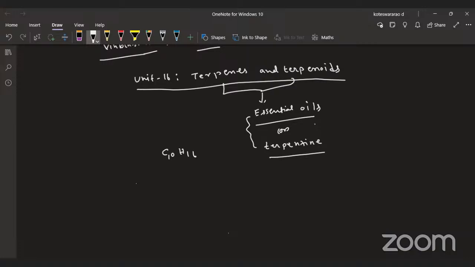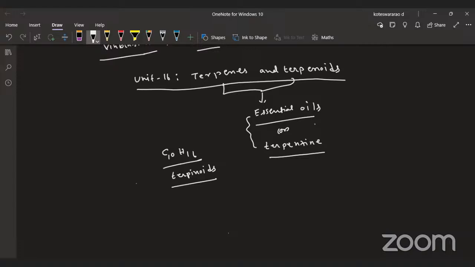Whenever the research workers were studying that turpentine oil, they were isolating some compounds which have only carbon and hydrogen, along with some oxygen sometimes, known as terpenoids. They named it turpentine oil terpenes, which have the molecular formula C10H16. Now, these are known as terpenoids. Right. The molecules which have the molecular formula C10H16 occurring from turpentine and many other essential oils are known as terpenoids.